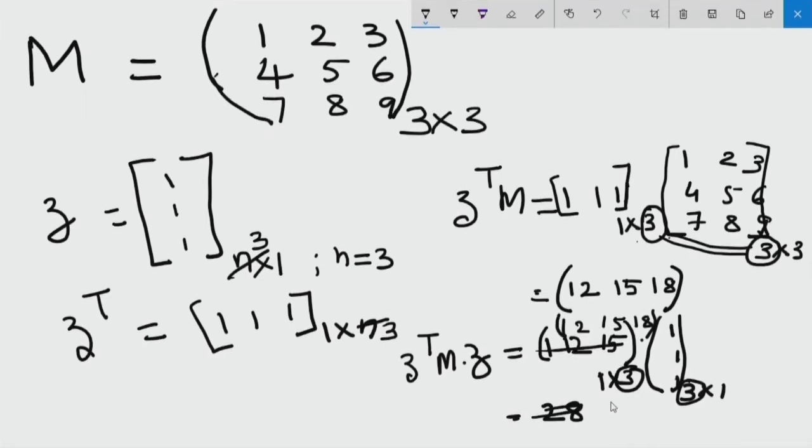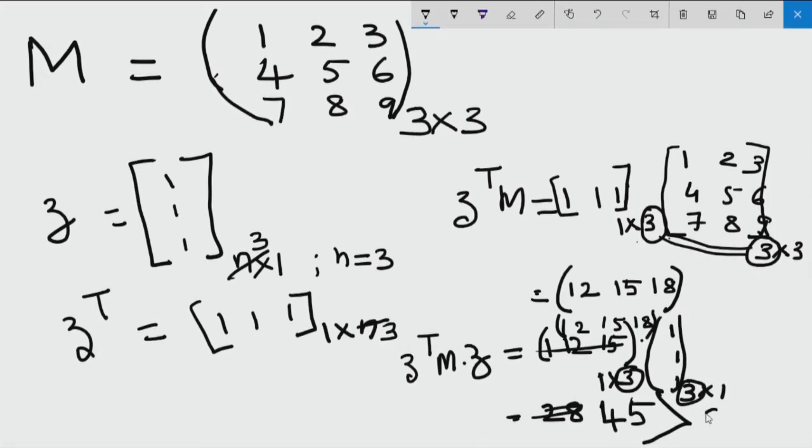Correspondingly, we get 12 plus 15 plus 18. That is 12 plus 15, 27, and 27 plus 18, 45. This is greater than 0.